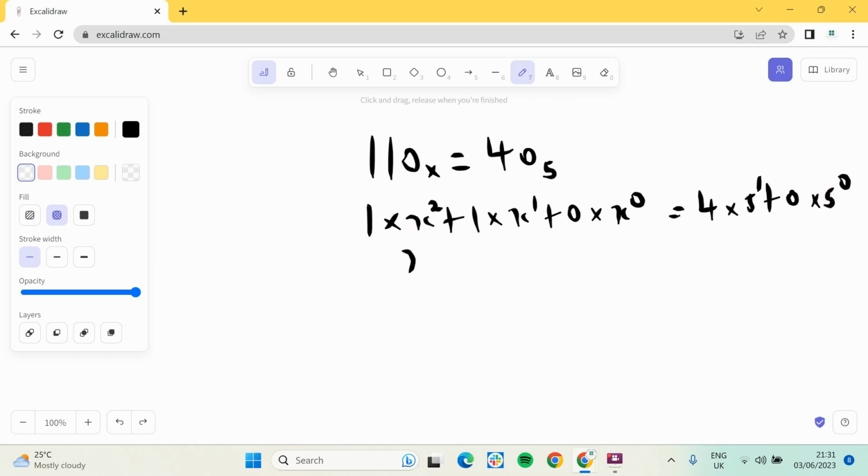1 times x squared is x squared. Plus 1 times x is x. Plus 0 times anything, that is 0, will give you 0, so I don't need to bother myself. Is equal to 4 times 5 raised to power 1, that's 20, right? Then this is 0, so I don't need to bother myself with this. So let me carry this 20 to the other side. That will be x squared plus x minus 20.